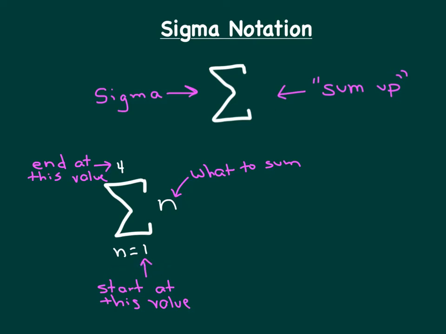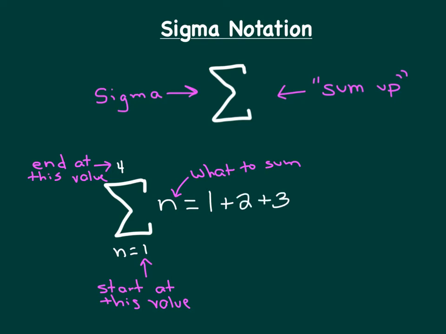What this is telling us to do is sum up all the values of n, starting at n equals 1 and ending at this value 4 right here. If we wanted to write out what this is equal to, we first take a 1 and substitute it in for n. Then we're going to add to that, and we're just going to keep placing in the next consecutive integer. So after a 1, we're going to add on a 2, and then a 3.